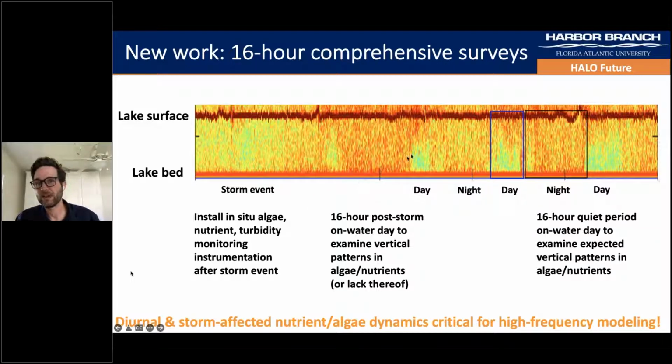And then let's assume it takes a few days for things to settle out, for this Microcystis to start doing its trick, where it may be migrating over day and night periods. And we're going to go out for a 16-hour day right after the storm, and then we're going to wait until a nice quiet period, let's say 4 days later or so, and go out again for a 16-hour period. And as you can imagine, it's crazy logistics to try to plan, but we think it's necessary to really answer the main driving questions that we need to ultimately parameterize the model.